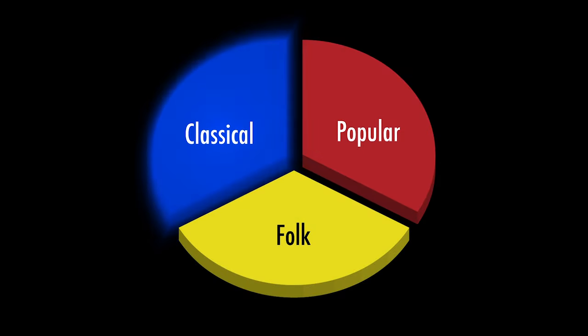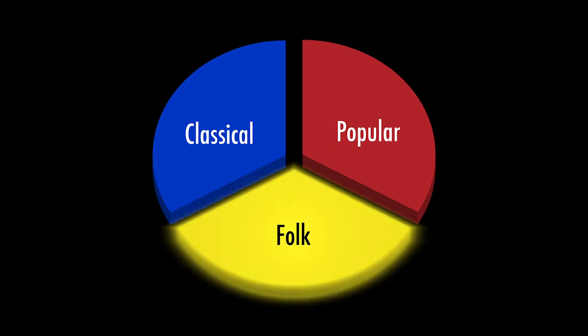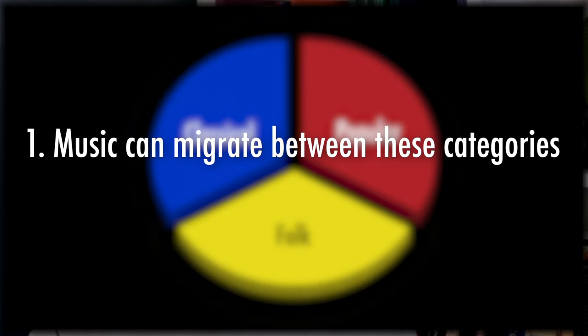Now, when you see this categorization of music into three parts, it's important to remember two things. Number one, music can migrate between these categories. Music isn't static and will often go back and forth between these categories. That's important to remember because while we think about classical music, we need to remember that at one point, much of this music was popular, and indeed that all music was once new.